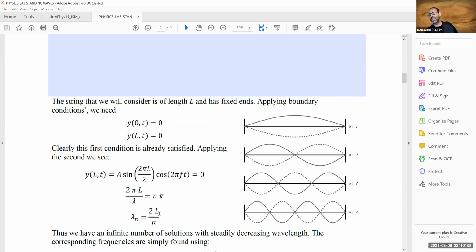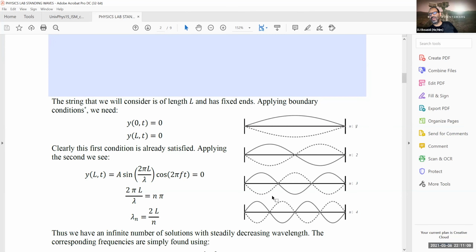Lambda is 2L over N, I'm sorry. So this is a formula for all the different modes that we found in lecture. Put N equals 1, you will find lambda 1 is equal to 2L. Put N equals 2, you will find lambda 2 is equal to L. Put N equals 3, you're going to find lambda 3 is equal to 2L over 3. Put N equals 4, you're going to find 2L over 4, which is L over 2. That's halfway for this string. That is actually a full length, and so on and so forth.